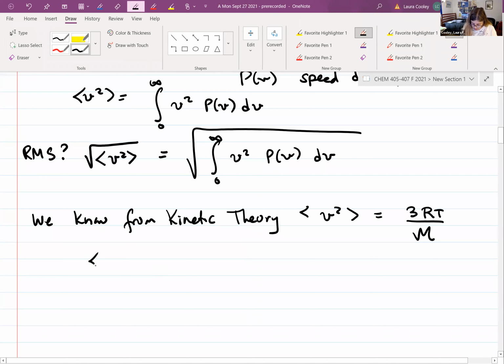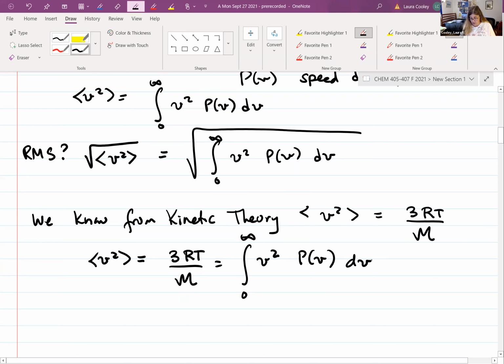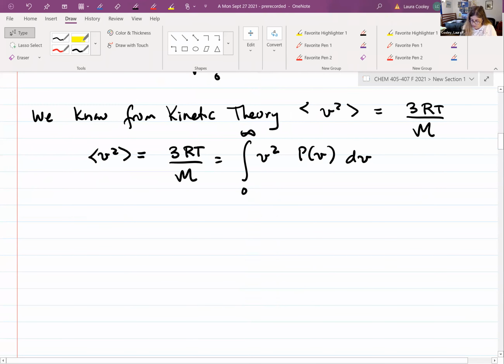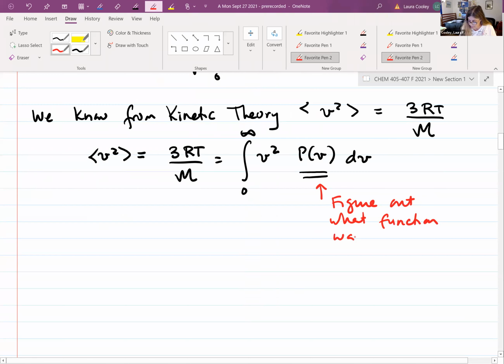Okay, so that means that since we know the value of this average, and we know that that's the integral of v squared times the probability at a given v, what we can do is figure out what function works here. What do I mean by that? Figure out what function, when plugged into this integral and multiplied by v squared and integrated, gives you 3RT over m. Now, we're not going to do that. We're going to leave that to the mathematicians.